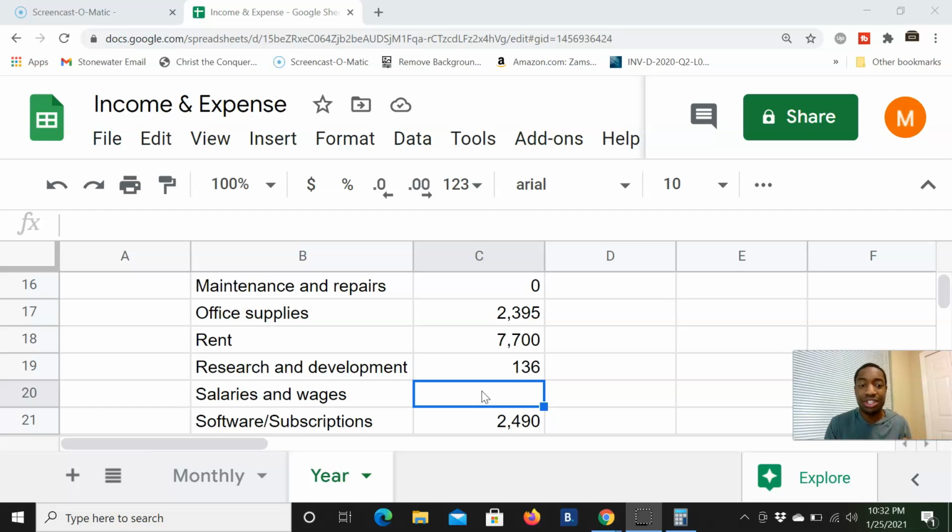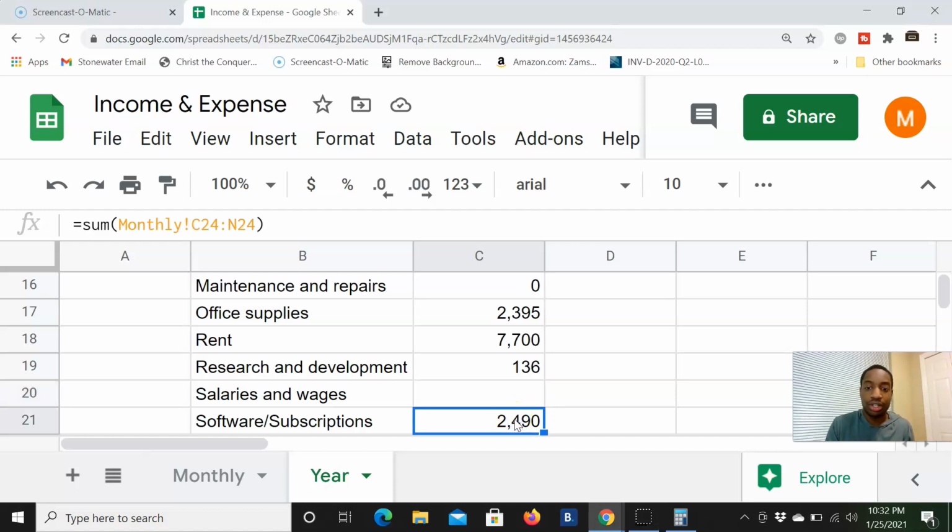And then here's my software and subscription services. It's down here. So this is the amount I paid with my PropStream accounts, with my Dollar account, with paying for leads, for skip tracing. I included all of that in here. And that for the year was around $2,500.